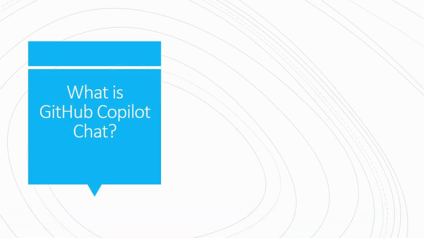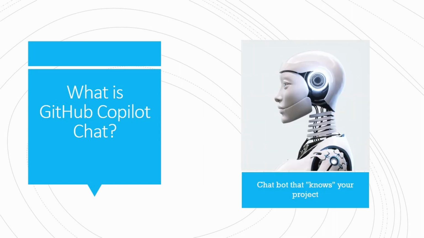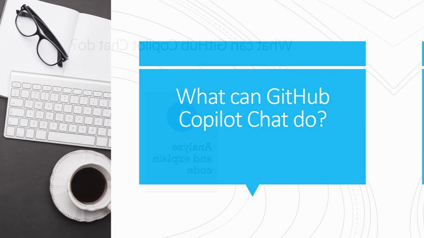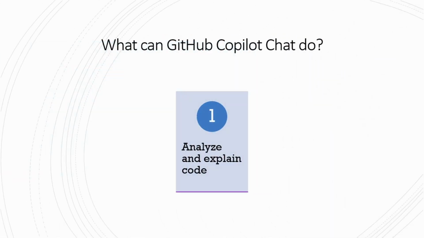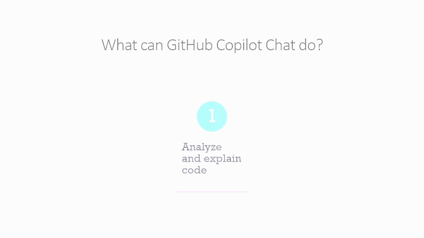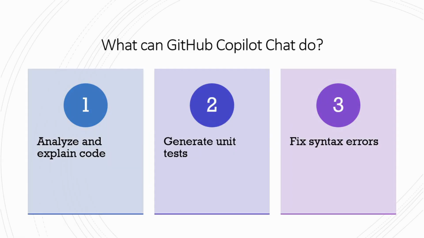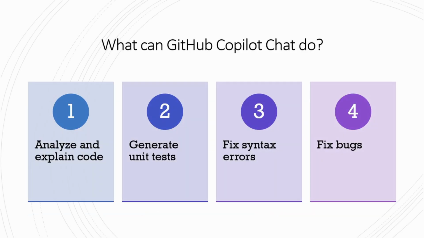What is GitHub Copilot Chat? GitHub Copilot Chat is a new chatbot that integrates into IDE and knows about code of your project. It has the same limitations as GitHub Copilot and offers a few extra features allowing to analyze and explain code and answer questions about the code, generate unit tests for a selected function, fix syntax errors, fix bugs. Unfortunately, at this moment, GitHub Copilot Chat is not available to the general public and only available through a private beta channel.